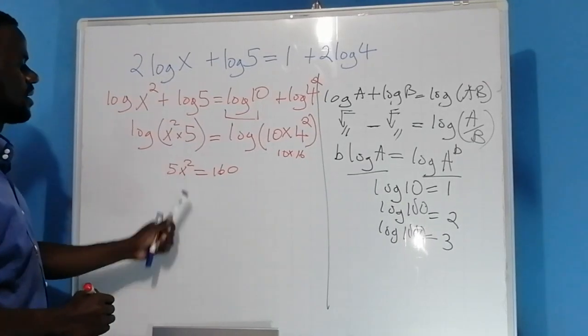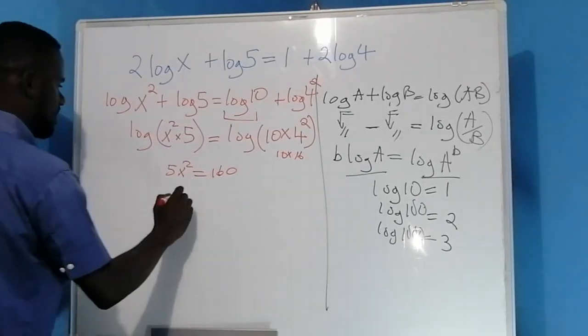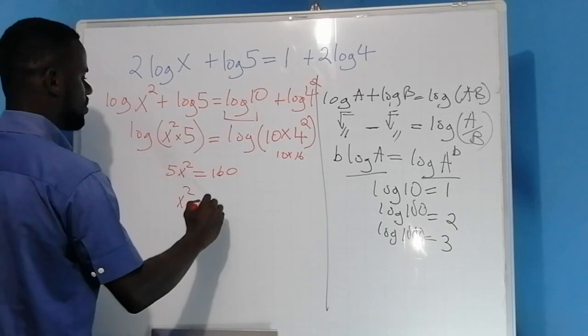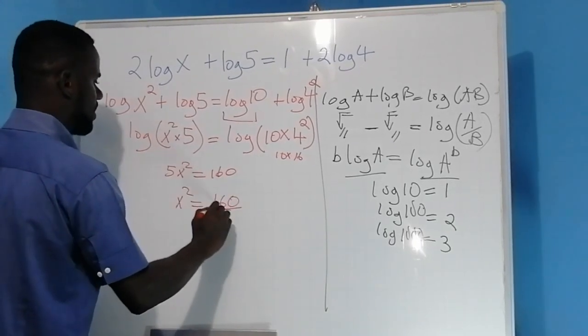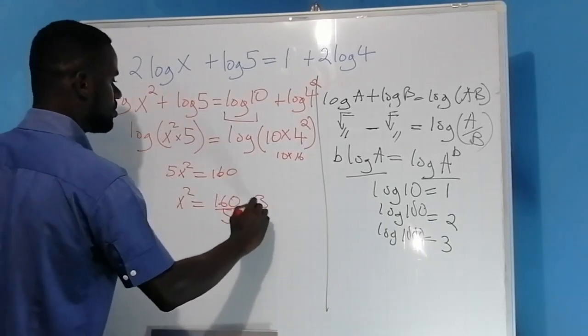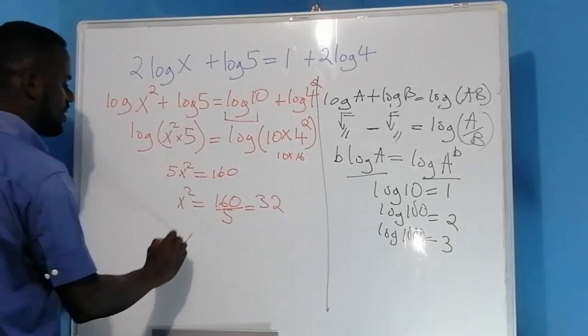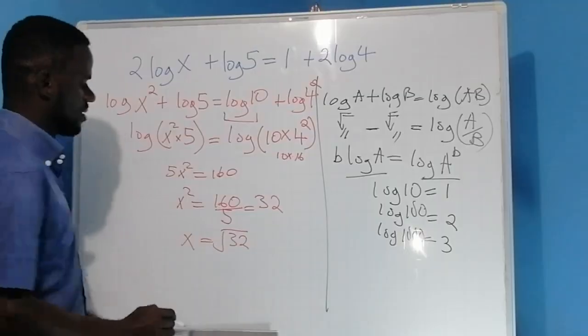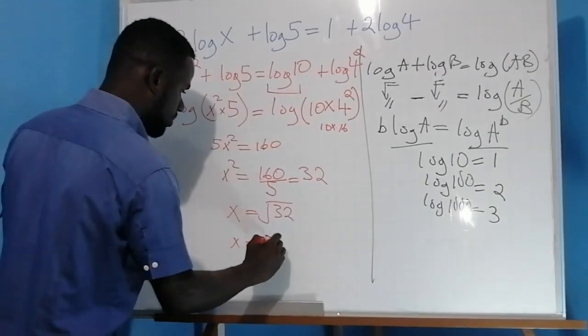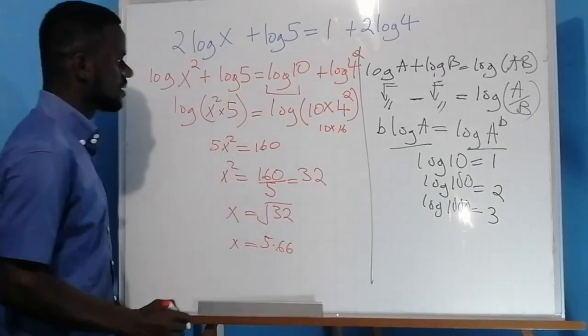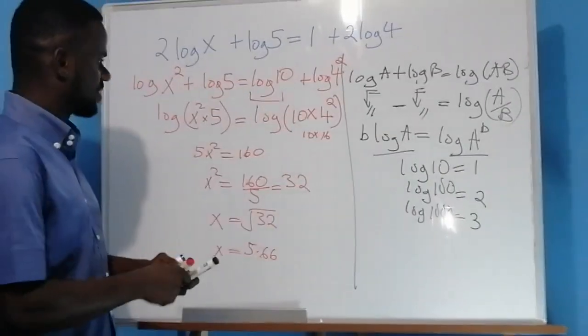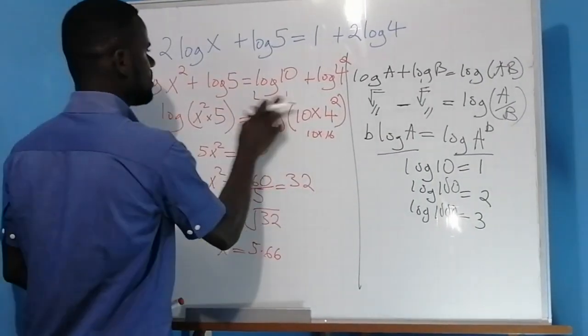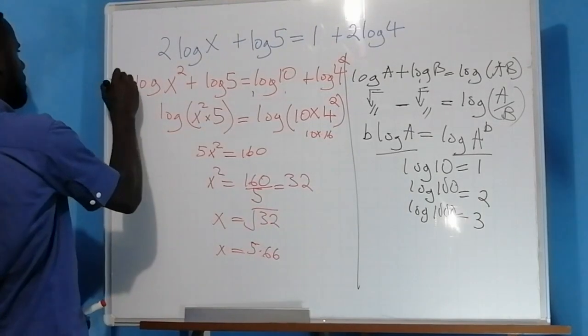Now we can easily get the value of x. Now x squared will be equivalent to what now? 160 divided by 5, which is equal to 32. And finally, x should be therefore the square root of 32, 5.66. Now you've had your first mark at this point. So this is where we'll get M1.